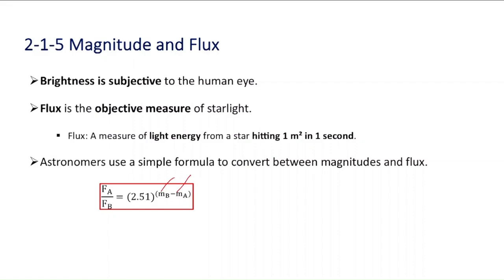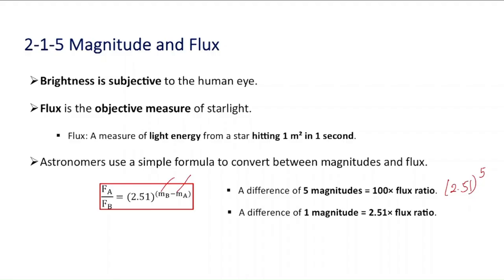So what does this mean? For example, if two stars differ in brightness by 5 magnitudes, then it has a flux ratio of exactly 100, which is 2.51 raised to the power 5, which is close to 100. And if it is just 1 magnitude brighter, that is about 2.51 times more flux. So this scale is logarithmic, not linear.